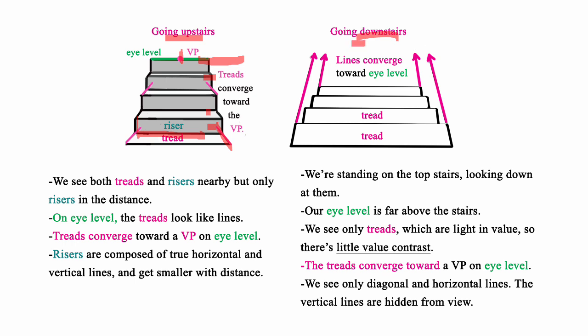In contrast, when we look at stairs going down, we see only the treads, so there's very little value contrast. And the treads, again, converge toward a vanishing point, but eye level is well above the picture. And although we don't see vertical lines, we only see horizontal and diagonal lines. We know the vertical lines are hidden in there, and so this is still one-point perspective.